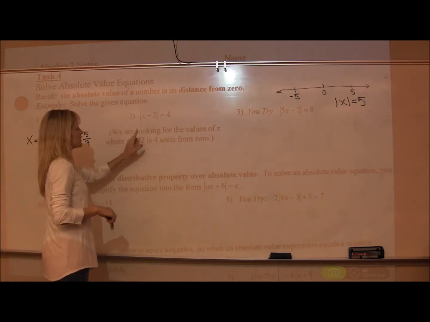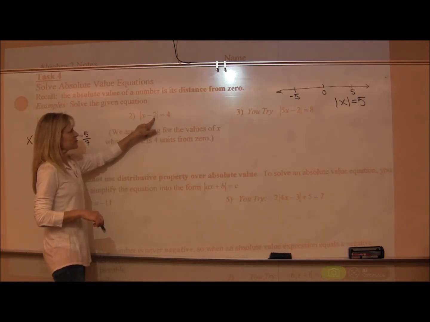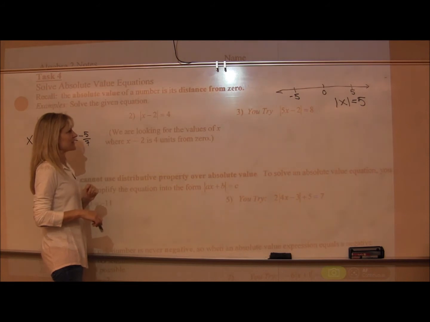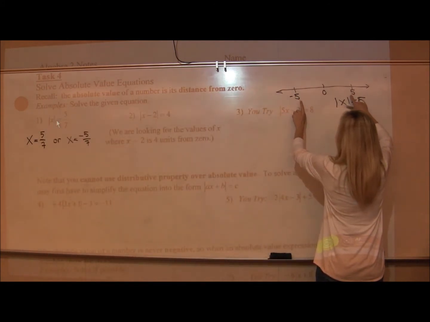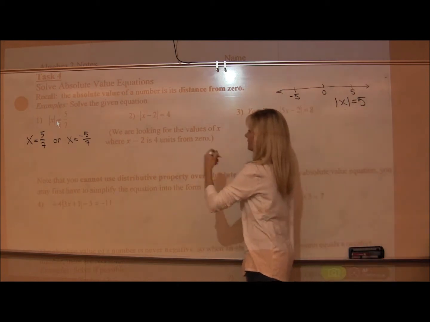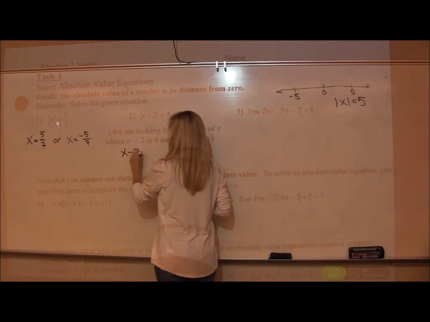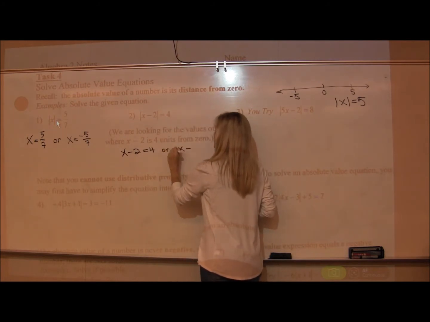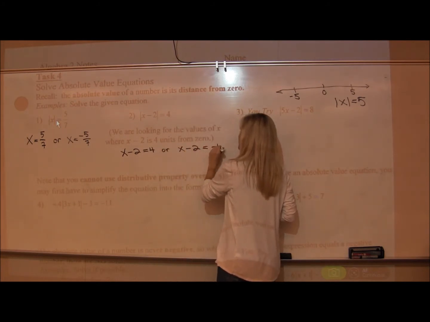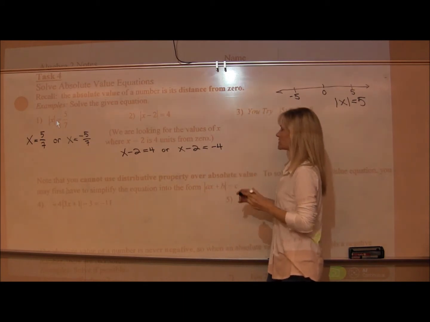Okay. So we're looking for values of x minus 2 that are 4 units from 0. So x minus 2 is going to be 4 or negative 4. Okay, so x minus 2 equals 4, or x minus 2 equals negative 4. Okay, now we can solve.